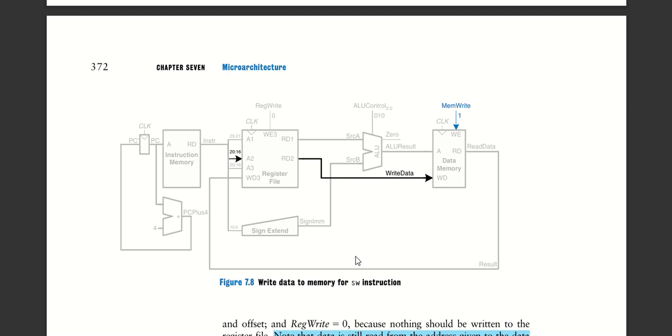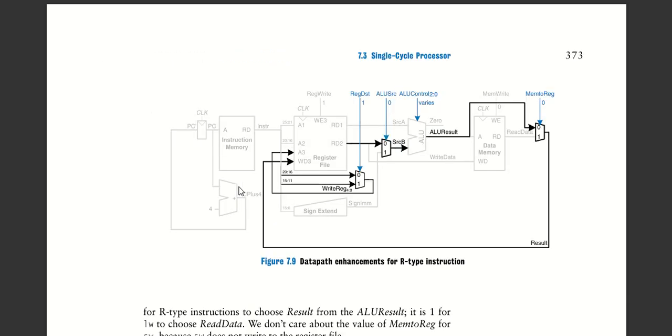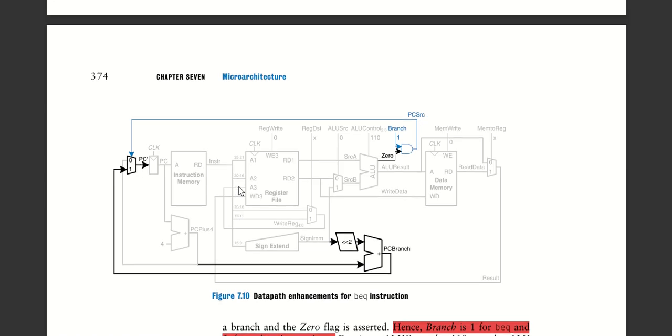You realize that store word will be using bits 20 down to 16. Maybe we will understand 20 down to 16 in a separate video. But just know that different instructions use different components, and those components come together to form the whole architecture for that instruction set. We'll look at this one separately, but these are the components used for store word, these are the components used for any R type instruction, and these are the components used for a branch instruction.